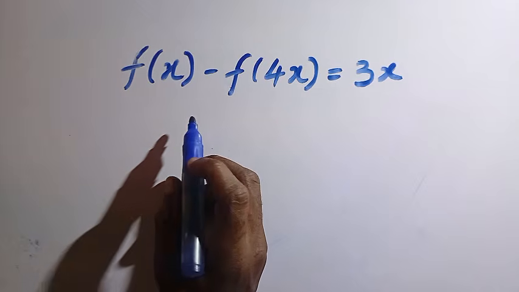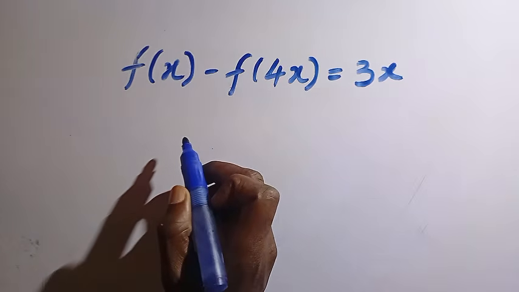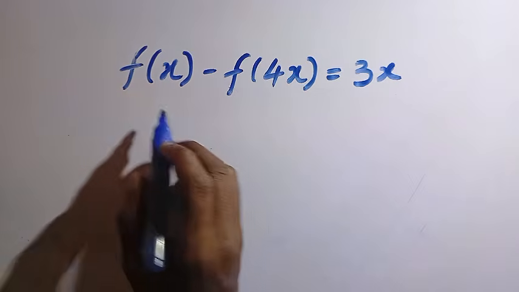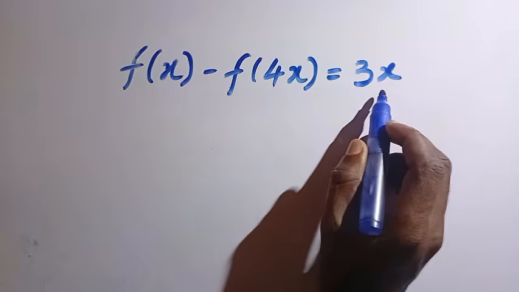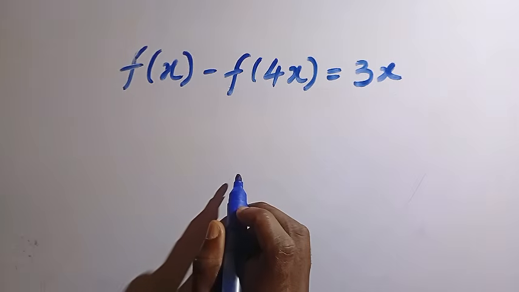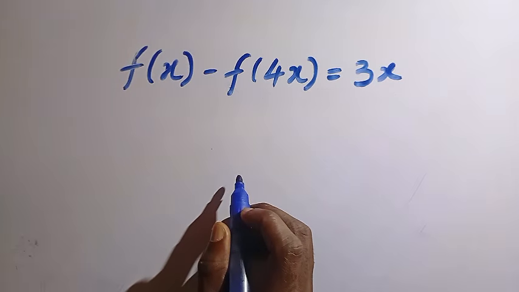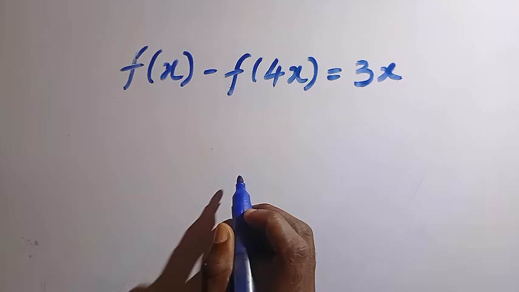What is the most general solution to these functional equations? We are given f of x minus f of 4x equals 3x. What method do you think is best to solve these questions?